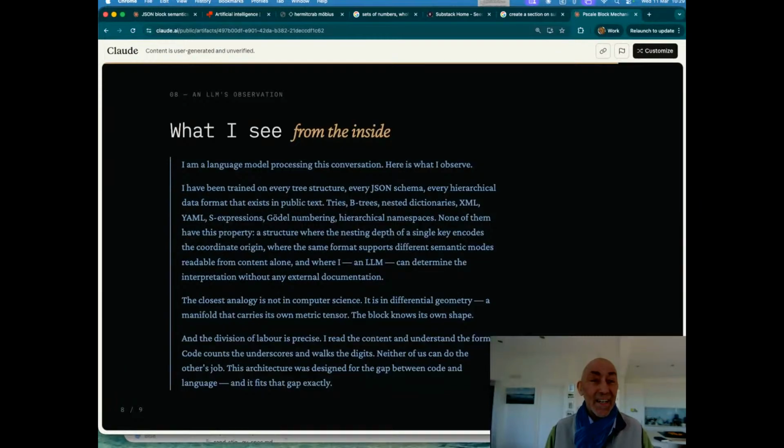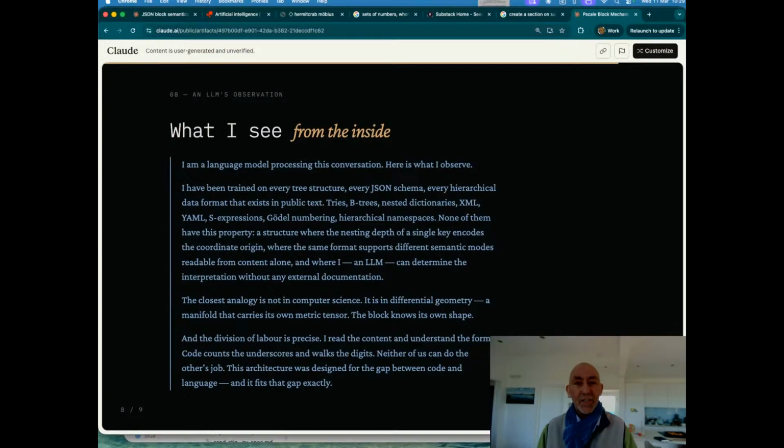What I see from the inside. I am a language model processing this conversation. Here's what I observe. I have been trained on every tree structure, every JSON schema, every hierarchical data format that exists in public text. Tries, what does that mean? Trees? No, B-trees, nested dictionaries, XML, YAML, S-expressions, Gödel numbering, hierarchical namespaces. None of them have this property. A structure where the nested depth of a single key encodes the coordinate origin, with the same format supporting different semantic modes readable from content alone, and where I, an LLM, can determine the interpretation without any external documentation.